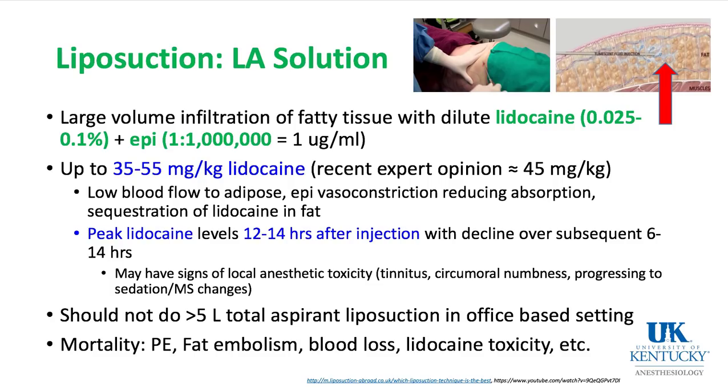The picture at the top right shows a tumescent liposuction technique in which a large volume of dilute local anesthetic containing epinephrine is injected into the fat tissue, which breaks up the fat. The lidocaine provides the analgesia, and the epinephrine provides the vasoconstriction to reduce blood loss and to reduce absorption of the local anesthetic. Now, what is that solution made up of?